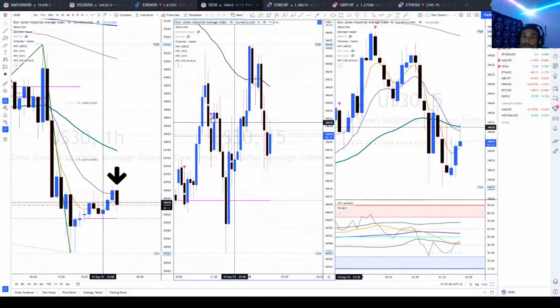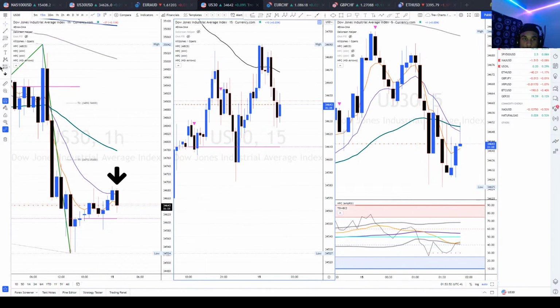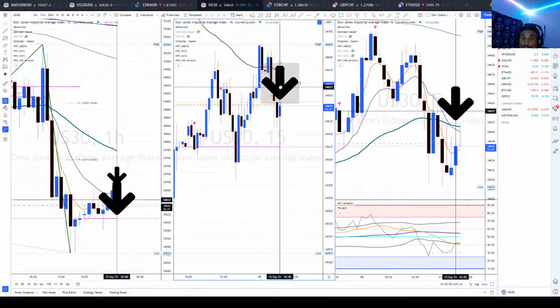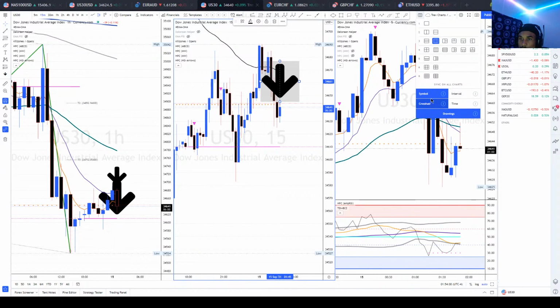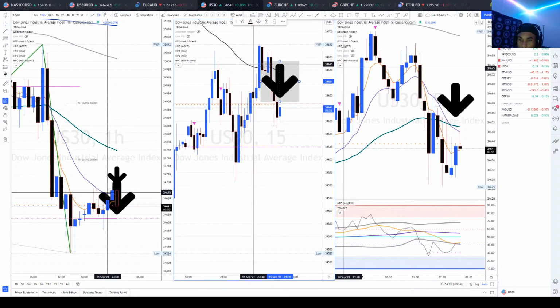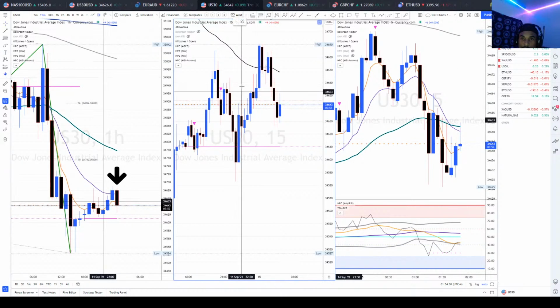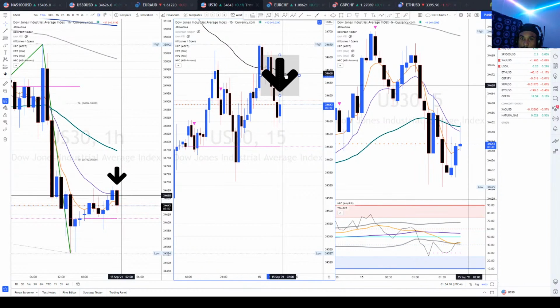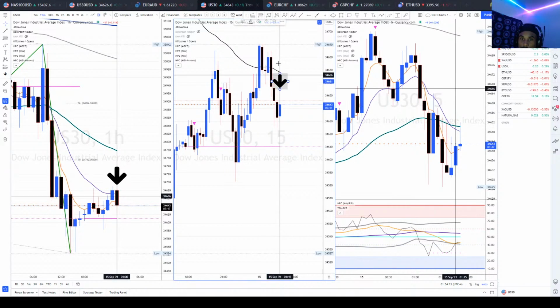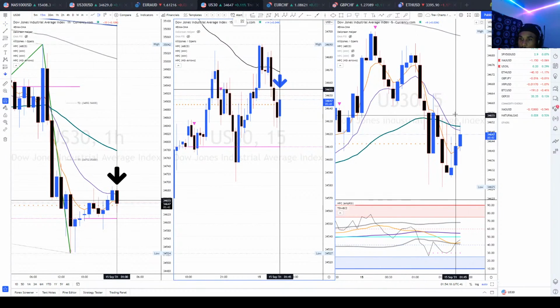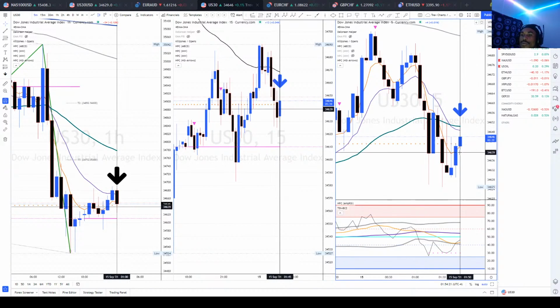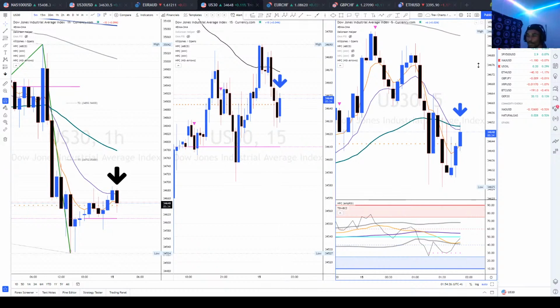So you have an hourly that's bearish. We have a 15-minute that is bullish. Drawings are not going to correlate. This stays here. This 15-minute is bullish, and this 5-minute is bullish. So we have to be aware of why we're selling, why we're buying, and when.